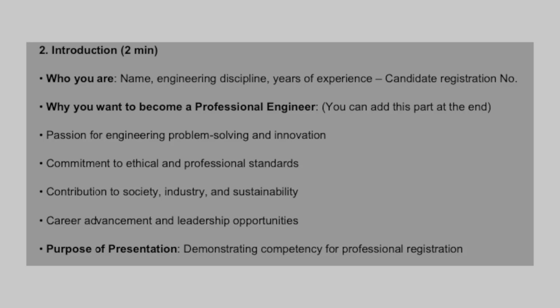Why do you want to become a professional engineer? So you can move that one around. They're going to ask you this question, so answer it up front. Here are some tips for you. Because you've got a passion for engineering and problem solving that goes with it. Innovation is your passion. Commitment to ethical and professional standards. That's a nice one for outcome number 8. Contribution to society, industry, and the sustainability of the environment that you're working in.